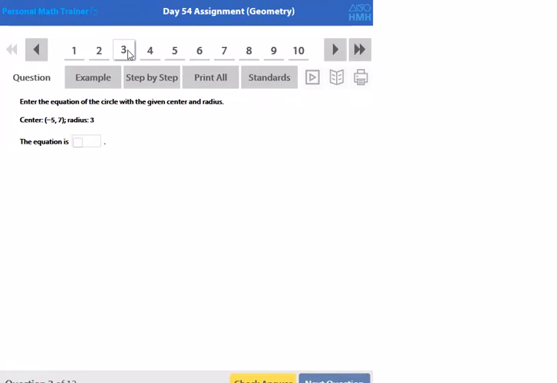Okay, here's some examples from day 54. Here they want us to enter the equation of a circle with a given center and radius. So the standard form of a circle is x minus h squared plus y minus k squared equals r squared, where h and k are the center and r is the radius.